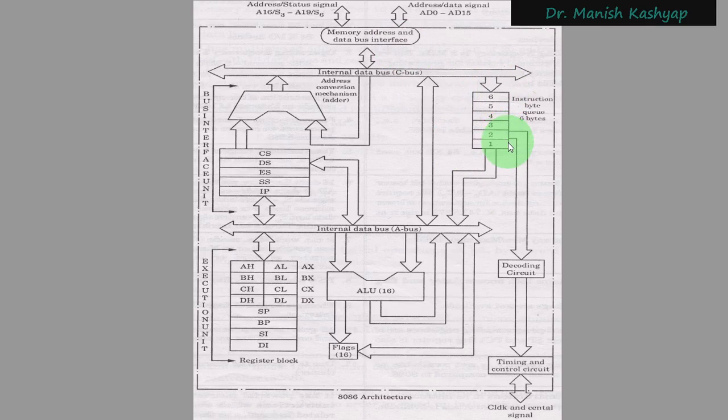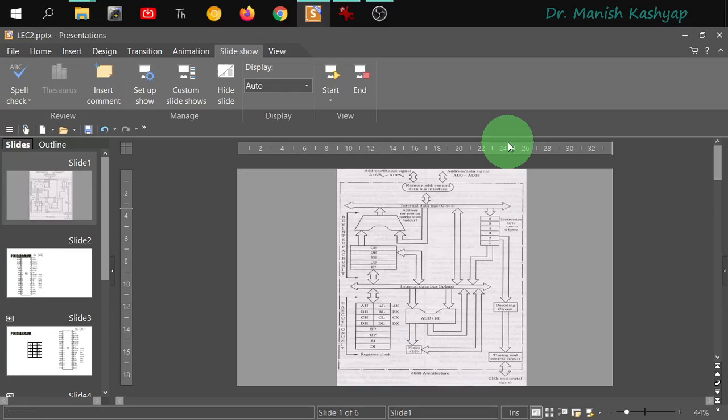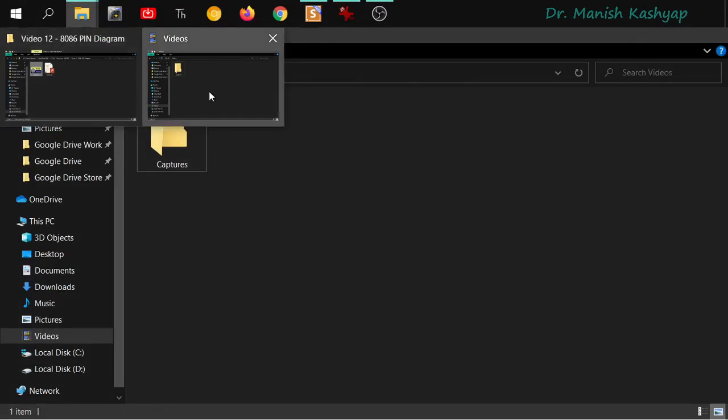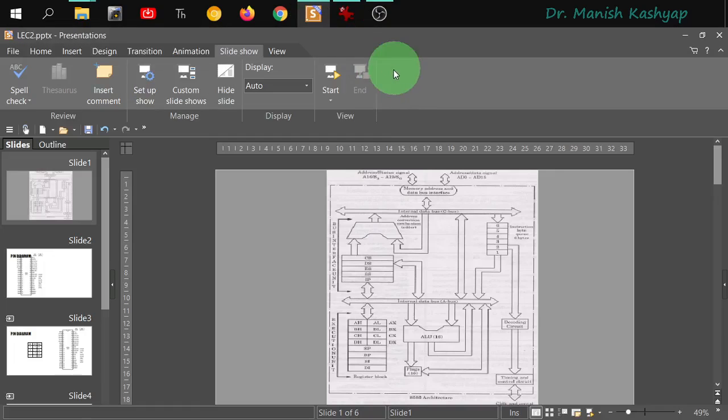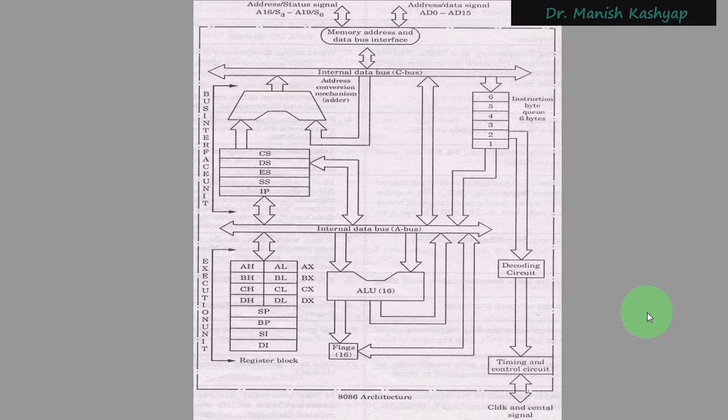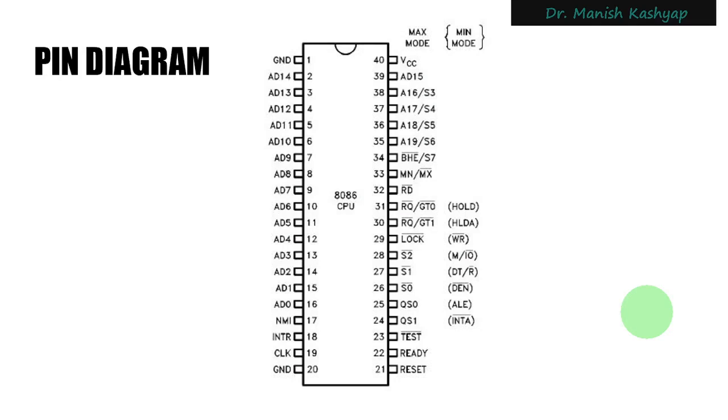So that's what happens in the 8086 microprocessor. Let me first check whether this video is getting recorded or not. Yeah, it's getting recorded. After this architecture part, these were the main highlights of the architecture. Now in today's session, we are going to discuss the pin diagram of the 8086 microprocessor.